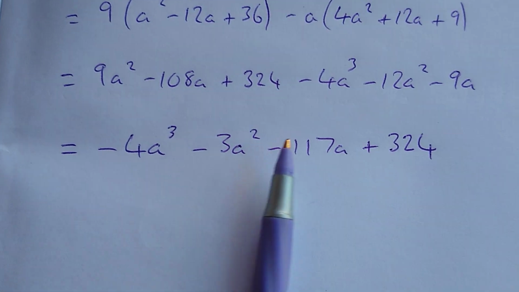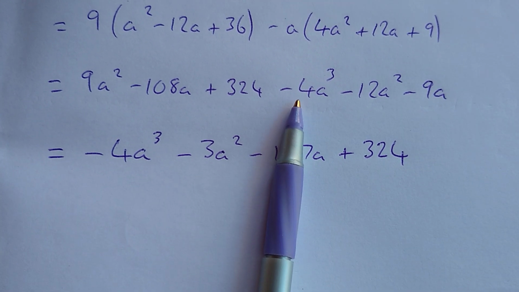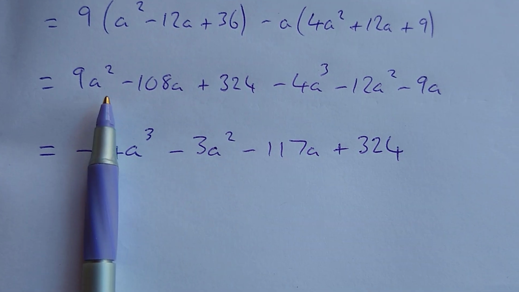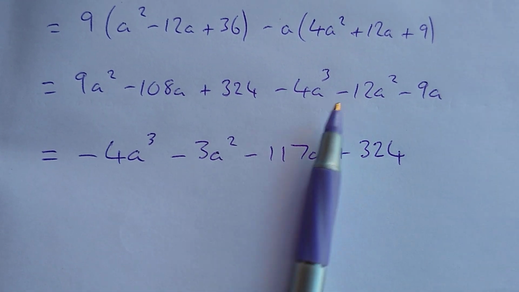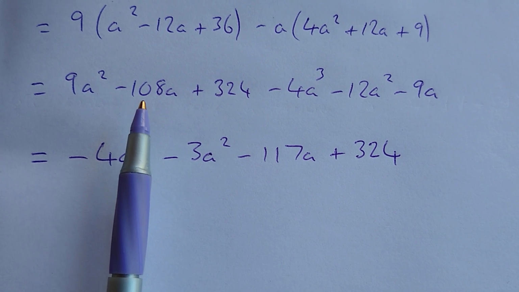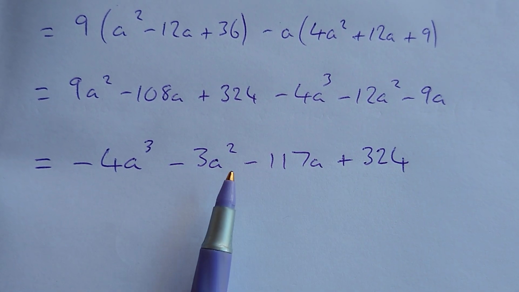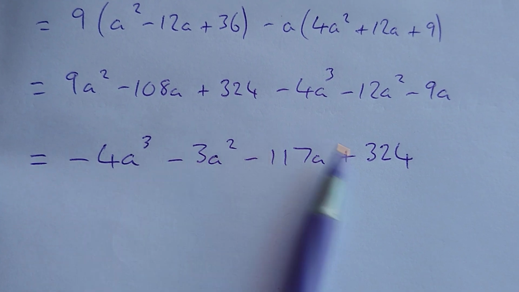And after that, guys, just carefully tidy up again as always. So there's our cube terms. Squared terms, 9 minus 12 is minus 3. a terms, minus 108a minus 9a will be minus 117a, and then plus 324.